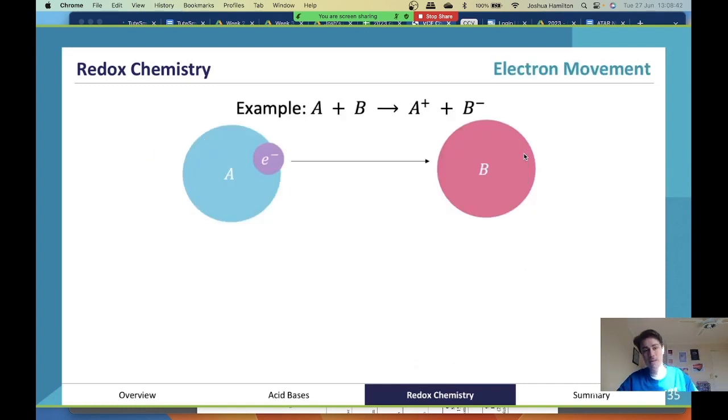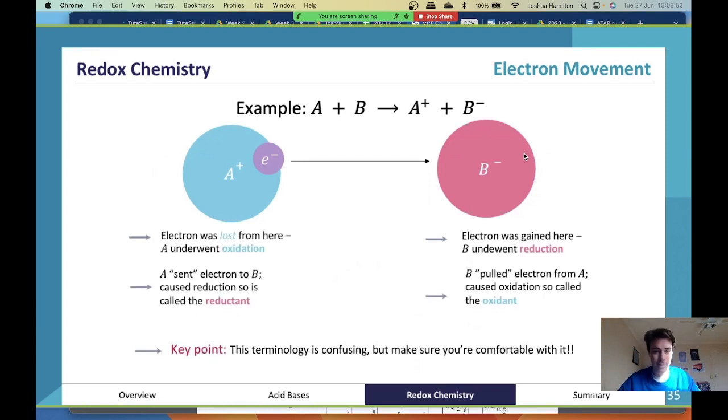You've got A plus B. A's got an electron hanging around. They all do, but let's just say it's got an electron hanging around. And then it goes, you know what? Maybe I will. Again, I think my animations are going a bit skew-whiff. That electron is going to go whoop, and go over here.